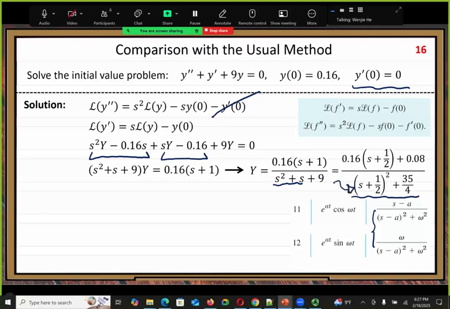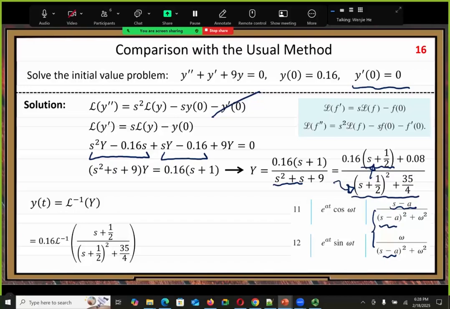Then the numerator, we do an adjustment, because we want to have the same shift structure. This is a shift structure. The shift structure, okay? Here. All right. So then we can write the inverse Laplace transform.